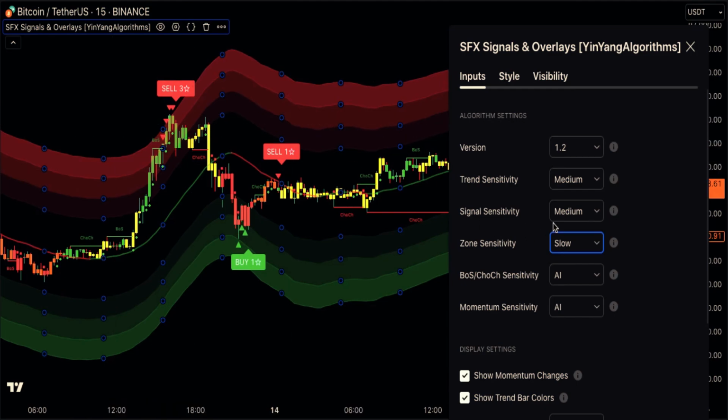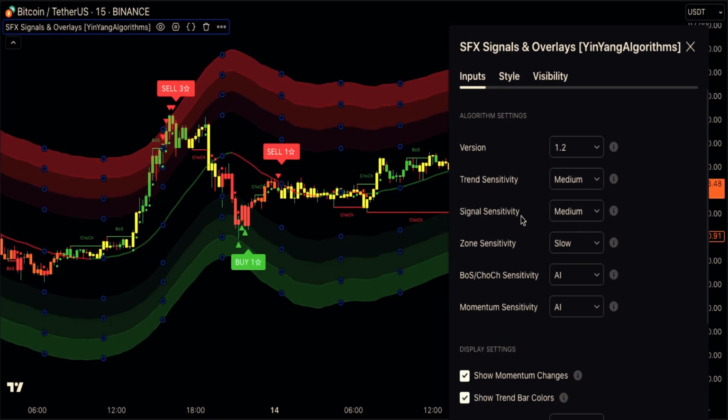For me, trend sensitivity, always medium. For me, zone sensitivity, always slow. Signal sensitivity, I change based on the trading pair and the time frame, because I want this to look the most accurate historically for the trading pair and time frame that I'm on. If it historically is the most accurate, then it has the highest probability of being the most accurate in the future. Now, that's not always going to hold true, but it has the highest probability of holding true.